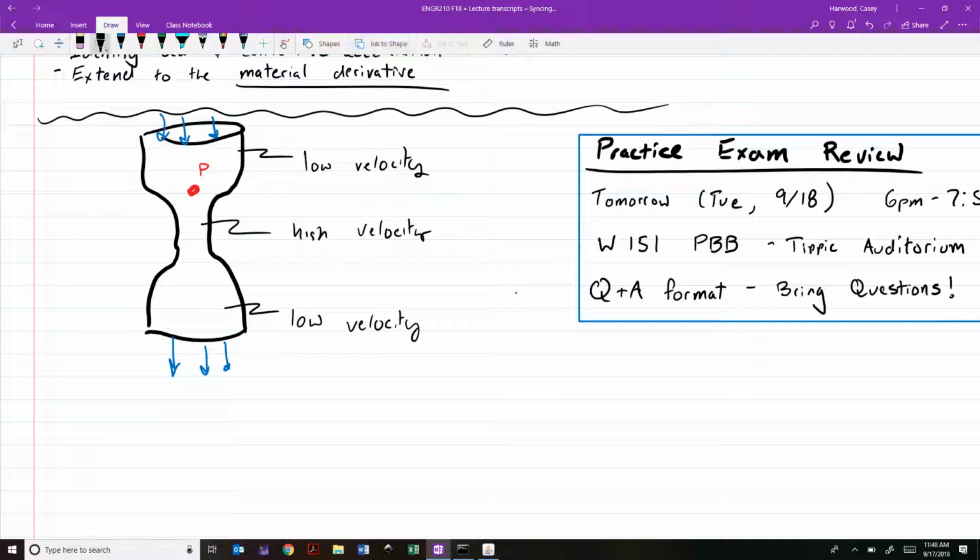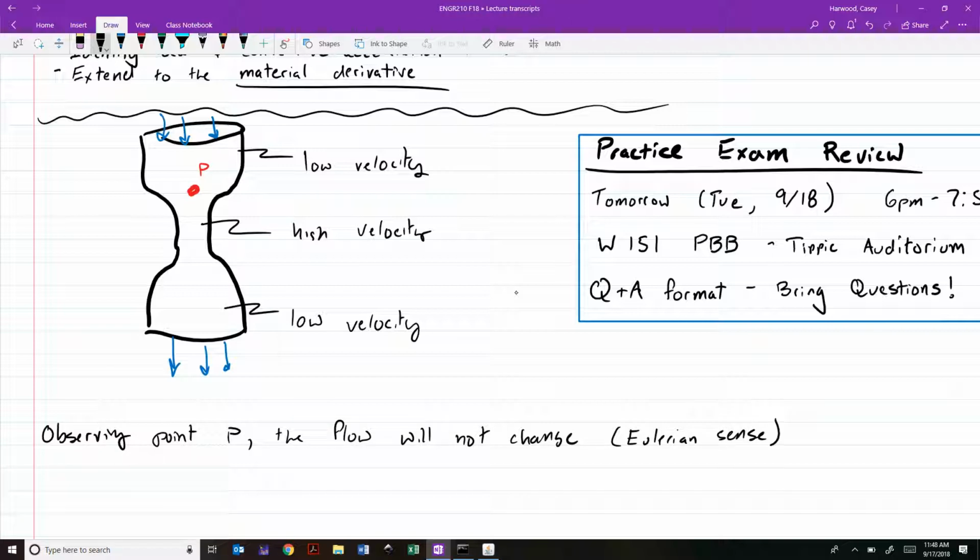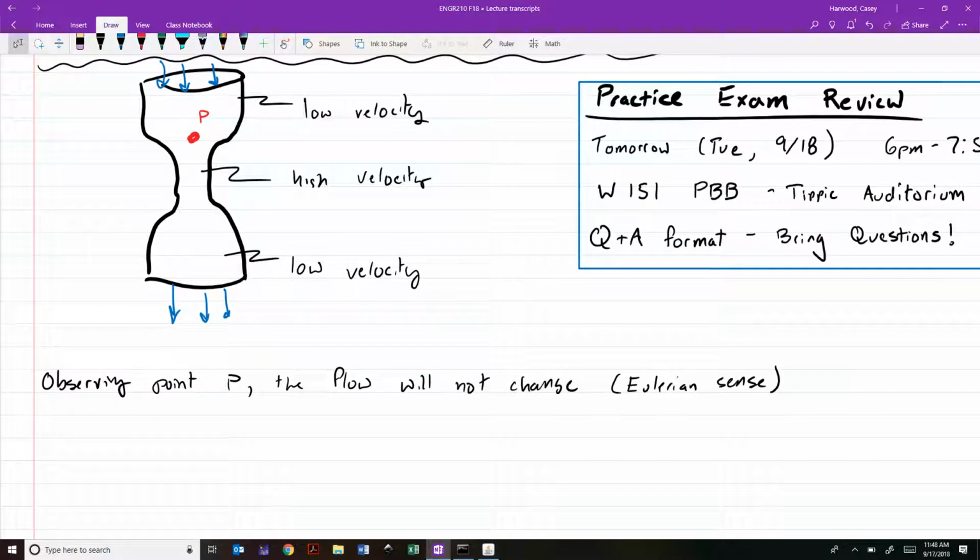If we were to observe point P, the flow will not change. This is an assumption. In other words, we're stating that it is steady in an Eulerian sense. However, at the same time, every particle that passes through point P is itself experiencing an acceleration as it begins to move from that low region to the high velocity region. So these are the two ideas that we want to reconcile.